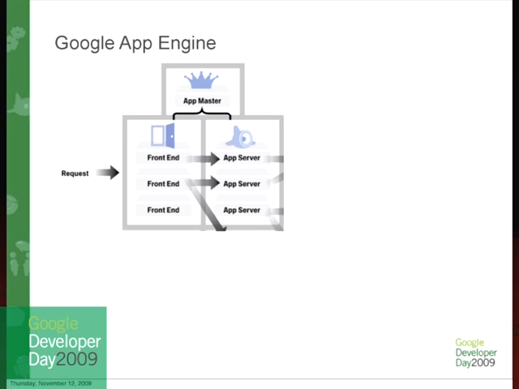And then we have an app master which controls the configuration of the servers and allocates applications to one server or another server. Now it's very important that we have this separation here, because the AppEngine servers can run your code very quickly and handle the response very quickly and then move on to the next request.